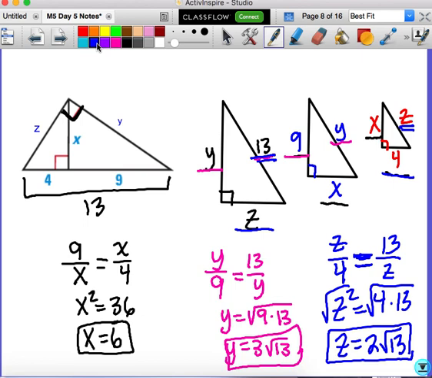Now this process takes a long time, but it will work every single time. So if you like this process of redrawing these 3 triangles, you may use this for every single case of these types of problems. But I'm also going to show you a shortcut or a memorization trick that you can use that will work every time as well.